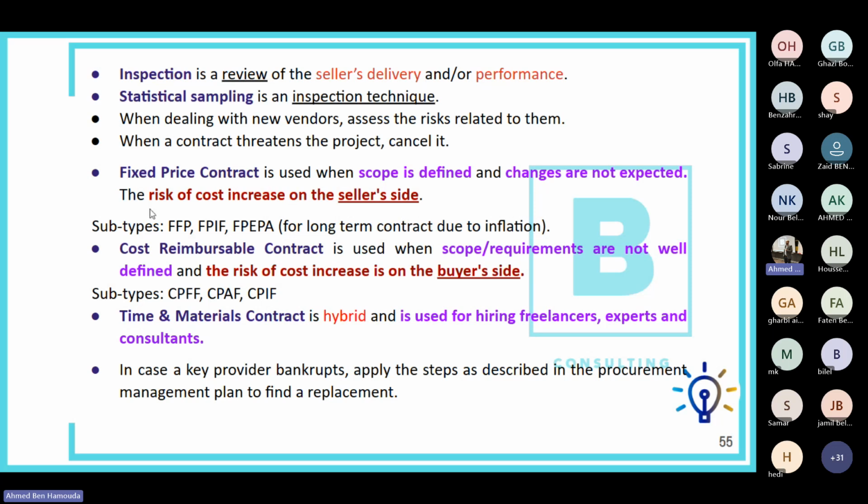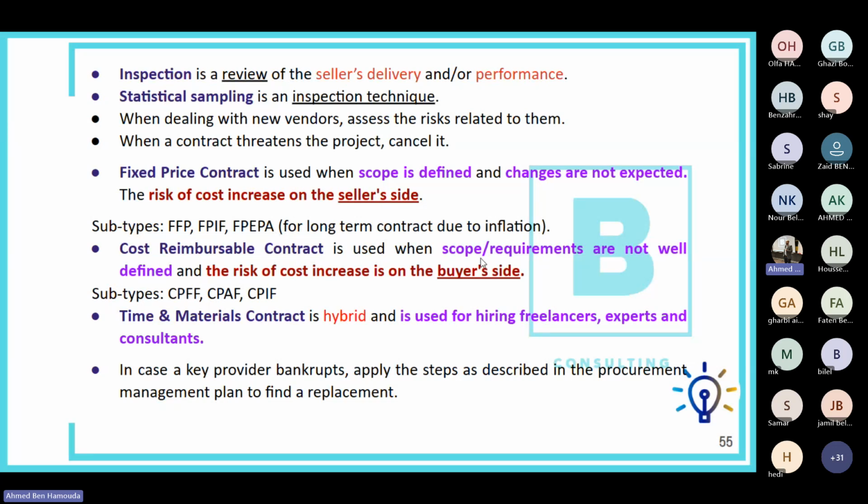and it's got subtypes such as fixed price contract, firm fixed price contract, fixed price with incentive fee, and fixed price with an economic price adjustment. And this latter one is usually used for long-term contracts due to inflation. In the PMP exam, it wouldn't really ask you about these types of contracts, maybe just the one with the economic price adjustment.